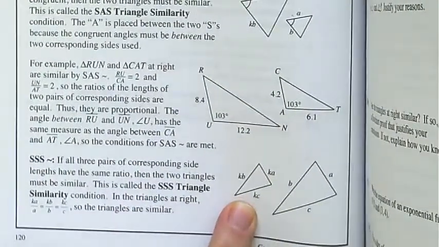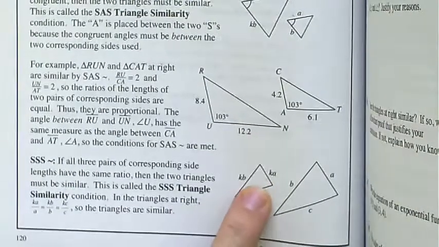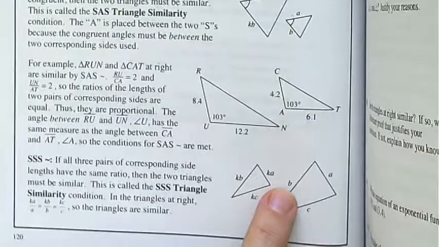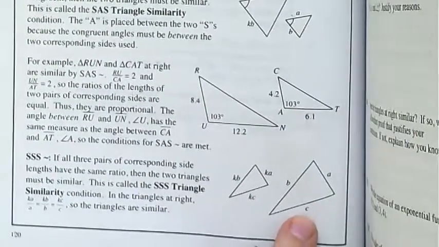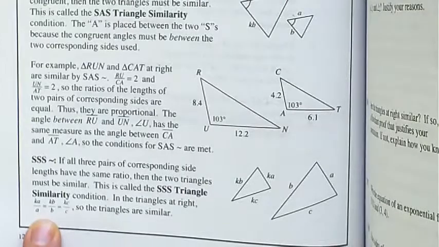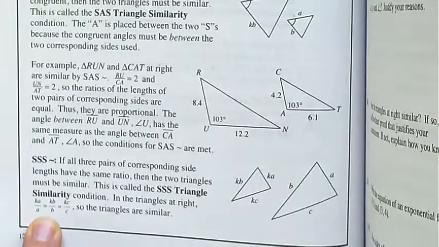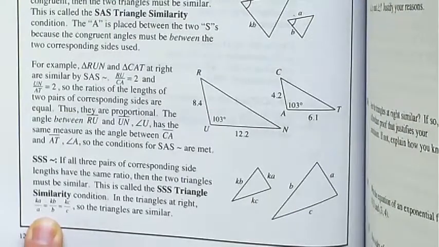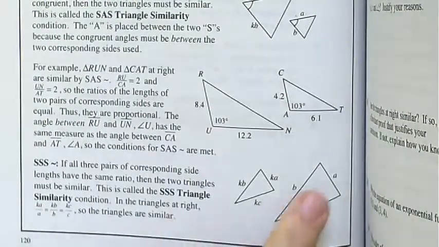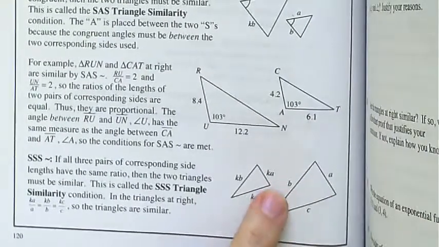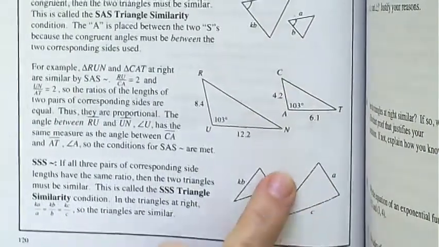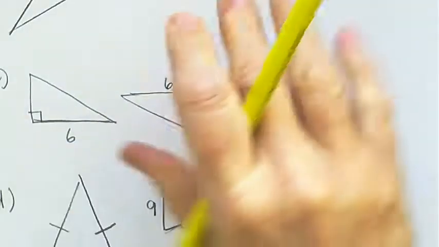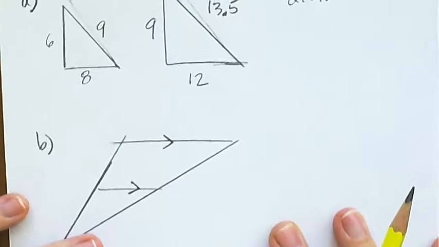SSS is a condition for similarity. If this side divided by this side is equal to this side divided by this side is equal to this side divided by this side, here's a picture of what I just said, then your triangles are similar. So you can know that the triangles are similar without even knowing the angle measures if your sides are in proportion. If you can multiply all 3 of these by the same scale factor and get your new sides, then the triangles are similar. So let's quickly do this question.